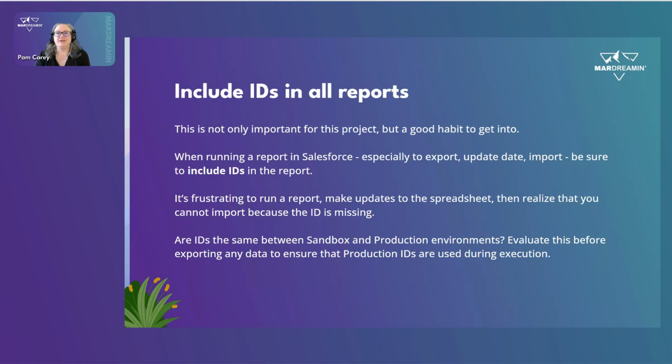I really can't tell you how many times I've run a report, made updates in the exported spreadsheet, then realized I couldn't import or run a VLOOKUP or something else because that essential ID was missing. So now I export every single ID field I can find. If you're working in both sandbox and production, test to make sure IDs are the same in both environments and make adjustments if not. The recommendation is to execute in production, but this could impact how you build your import lists and test in sandbox.